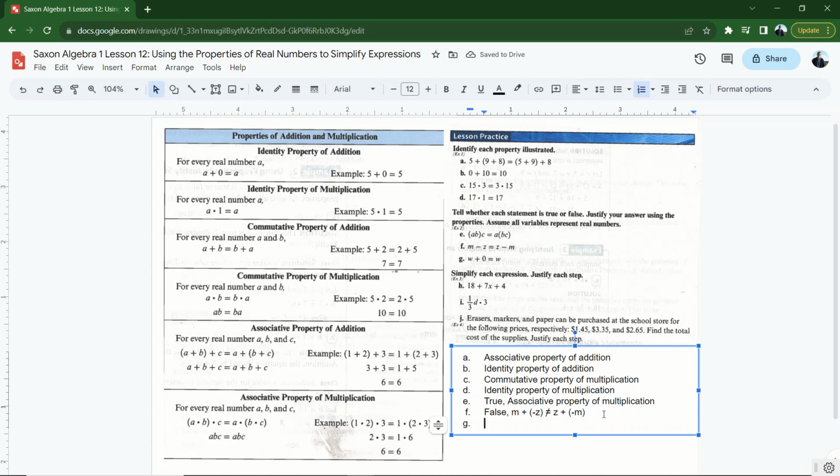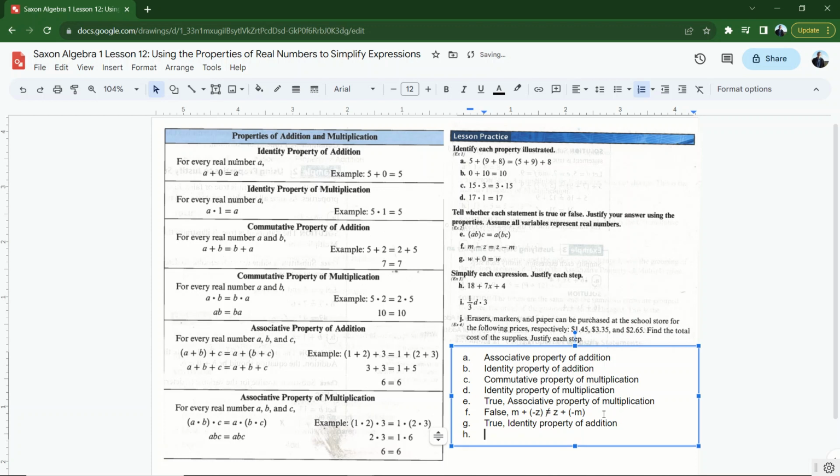I cannot state that that is the commutative property of addition because there are different values on the left and the right-hand side. However, if on the left it was M plus negative Z equals negative Z plus M, that would be a correct commutative property. The key here is the commutative property does not work for subtraction, just for addition. And then lastly, letter G, W plus 0 equals W. That is true by the identity property of addition.